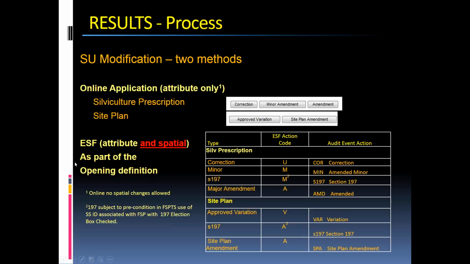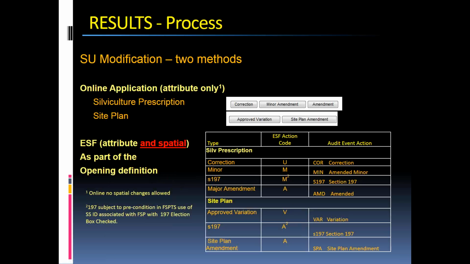In the case of ESF, when you're submitting your ESF file, you have the ability of providing the attribute information you want to make changes to, as well as providing the spatial updates. That's the crucial part. If you're making changes to a map, then you need to provide it through ESF. You have either option, and some licensees prefer to just do everything through ESF. But I just point to the fact that there are two options, but one is used the most because of the spatial component that's required.